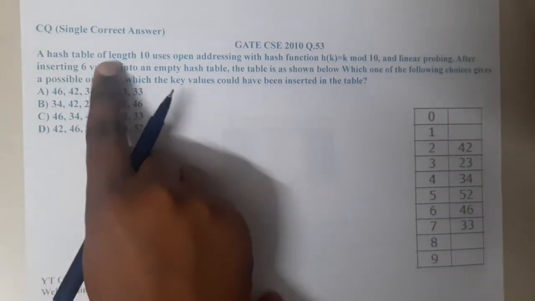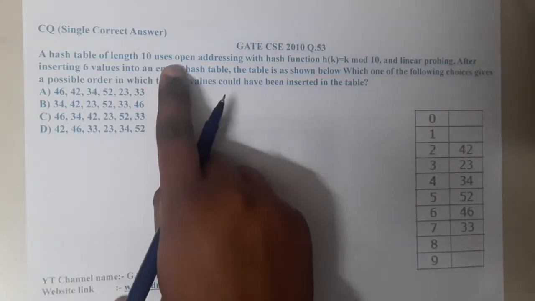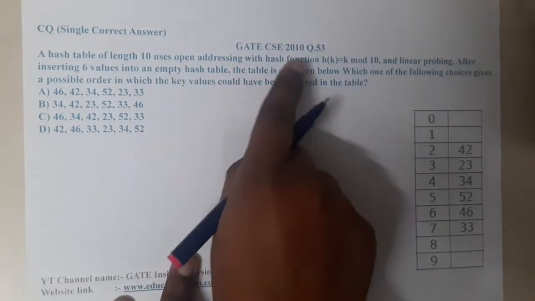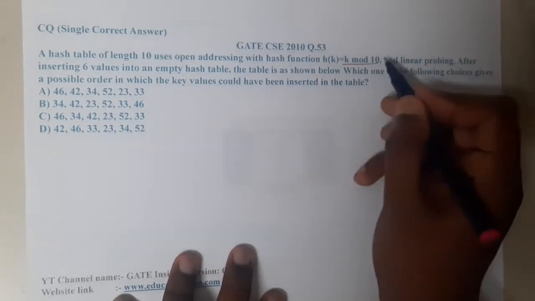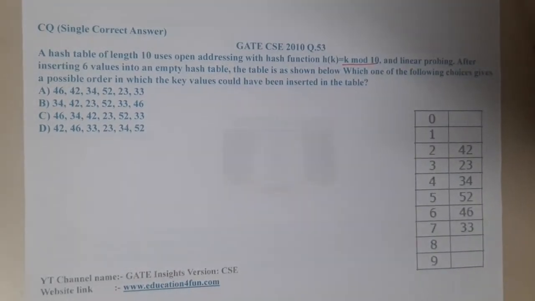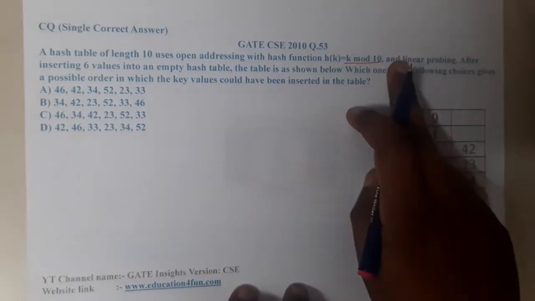A hash table of length 10. They have drawn the table for us, that's really good. It uses open addressing with the hash function k mod 10. This is the most commonly used function, guys. In simple words, mod 10. It's easy to solve and it's most commonly used. And linear probing.